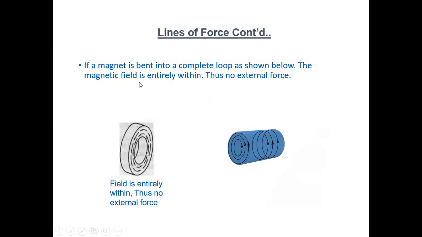If a magnet is bent into a complete loop as shown below, the magnetic field is entirely within, thus no external force. Now see, this is a circular job, and if we apply a circular magnetic field, then the lines of force will not come outside. See how it is moving within the job, because this is a circular magnetic field. In the case of a longitudinal magnetic field, it will come outside. So what about a defect if it appears here? It will come out.